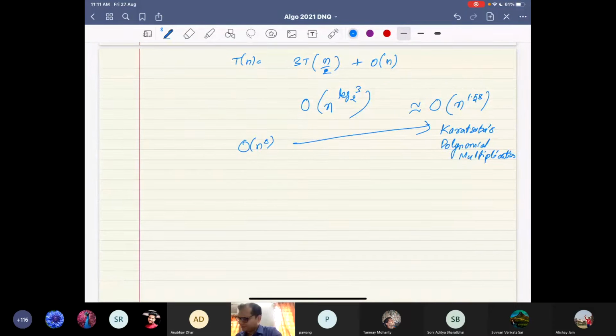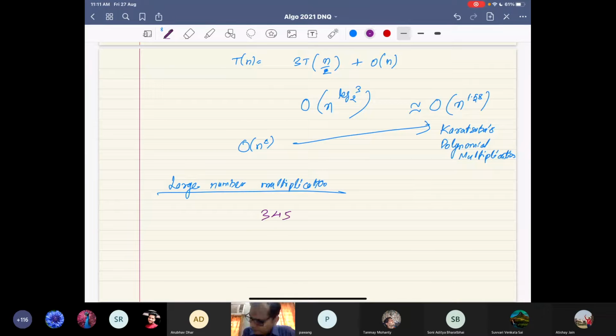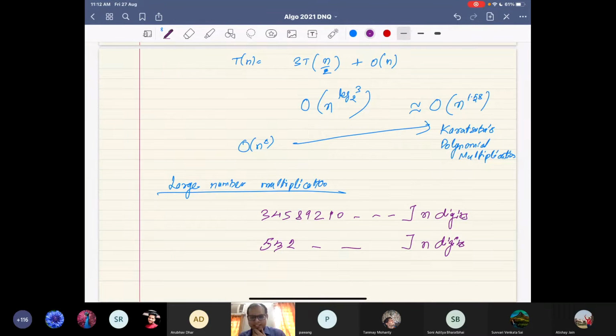Now the same idea you can use for other things. For example, try on your own large number multiplication. So suppose you have two numbers. One is like 3, 4, 5, 8, 9, 2, 1, 0, whatever. So this has n digits. Another number also has n digits. If it doesn't have n, you can take the maximum of both. So they have n digits and you want to multiply them.